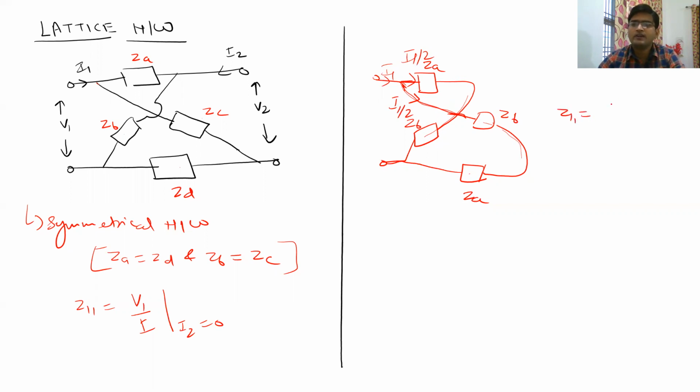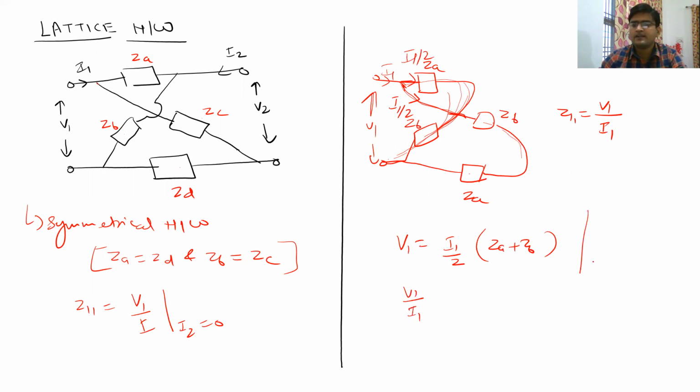So what was Z11? In the open circuit output condition, it was V1 upon I1, right? So all you have to do is calculate this voltage V1 for any branch, for any KVL. You can write the KVL equation for any branch, because the voltage is going to be same in both of these parallel branches. So if you write KVL equation, what will happen? V1 is equal to I1 divided by 2, because I'm taking one half branch, multiplied by obviously ZA plus ZB. So what will be the value of V1 upon I1?